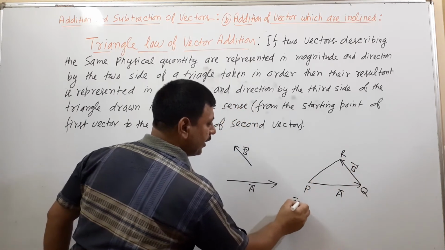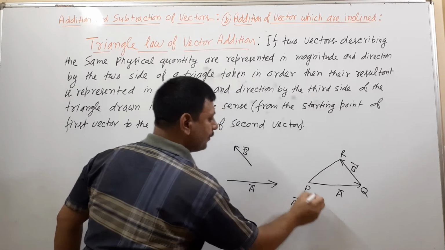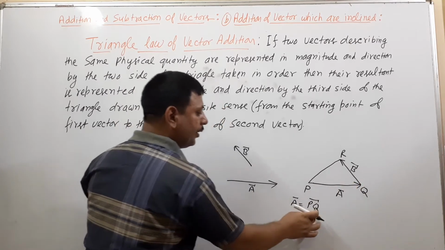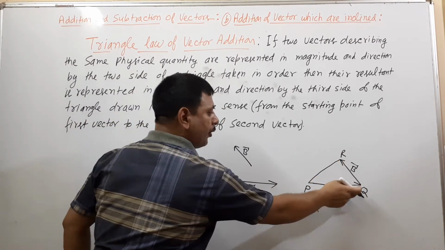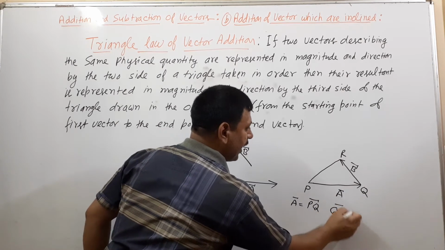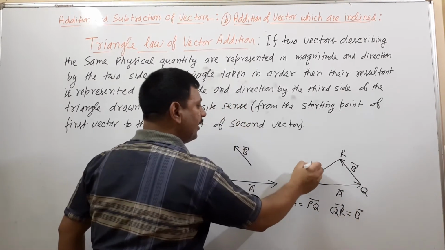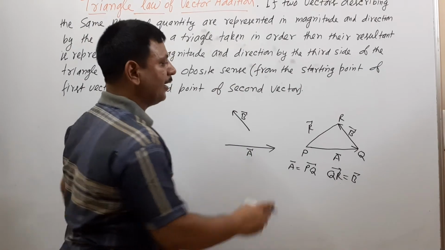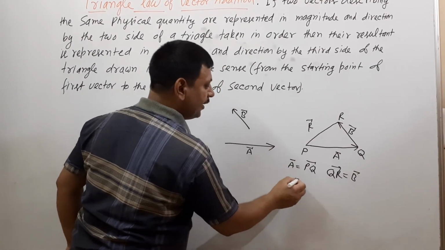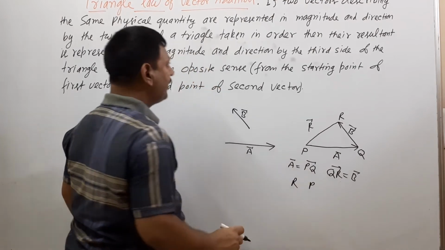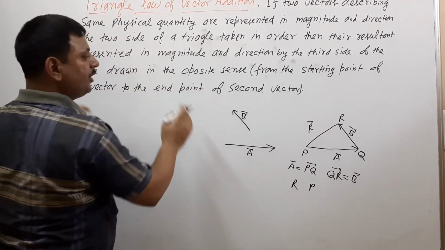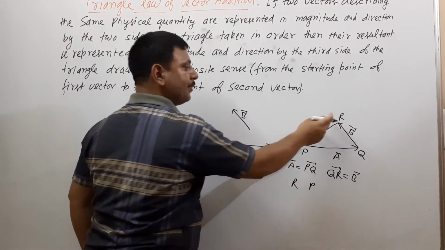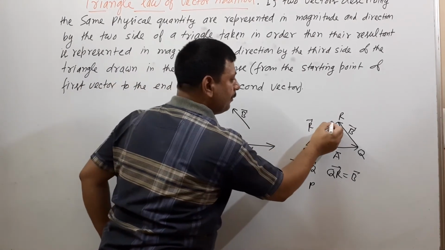I have represented vector A by side PQ of triangle PQR, and in the same order QR as vector B. Then the resultant vector R is represented in magnitude and direction by the third side. So this will be the third side, R will represent the third side PR. But what they have said, in opposite sense. Opposite sense: if you take the order PQ, then QR, then RP. So RP opposite, if you take, this will become PR.